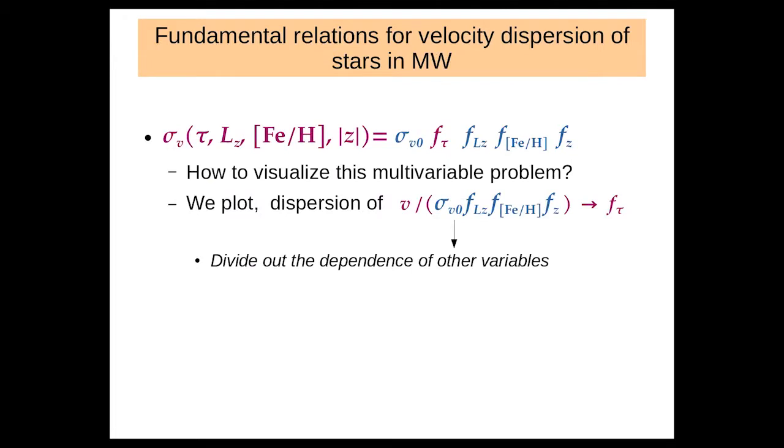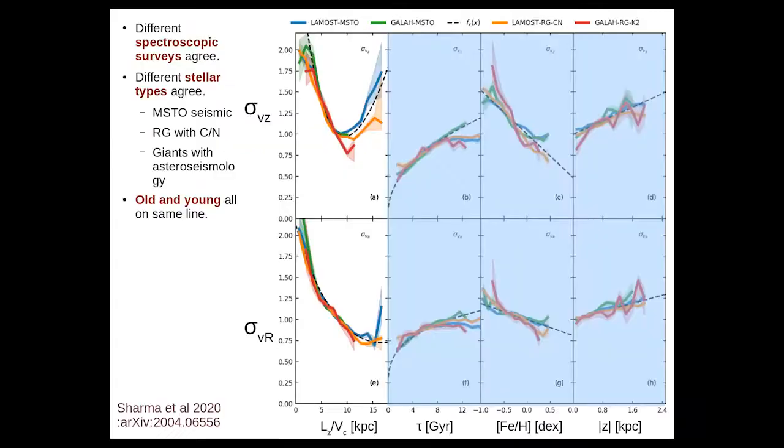Now, to visualize this multivariable problem, when you want to study the dependence of dispersion on one variable, what we do is we divide out the dependence of other variables. For example, if you want to study the dependence on age, the ones colored in blue here are other variables, and we just divide them out.